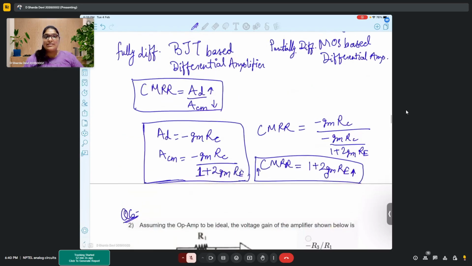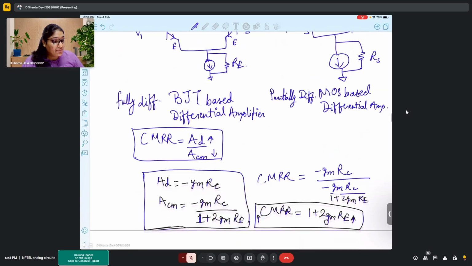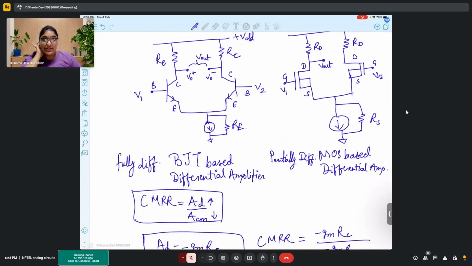Right. Did you understand this? Yes, ma'am. Please say what is fully differential and what is partially differential. When we say differential amplifier, that means input is always differential. You have two inputs, and your system will observe the difference of the two inputs as the actual input to your differential amplifier. When we say fully differential or partially differential, the idea comes from what type of output you have, whether your output is differential or you are observing a single terminal output.